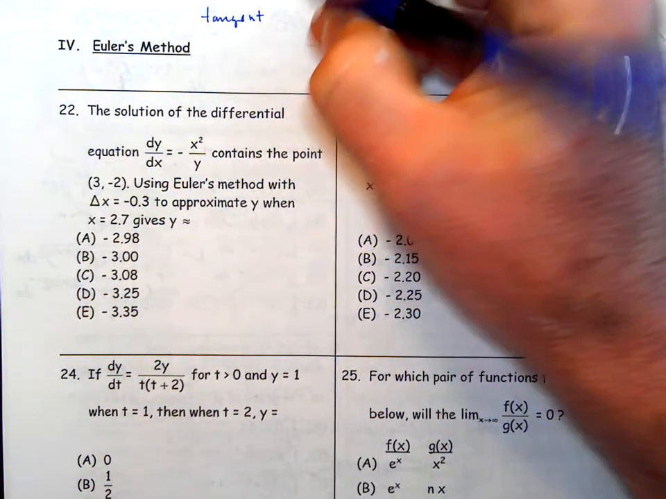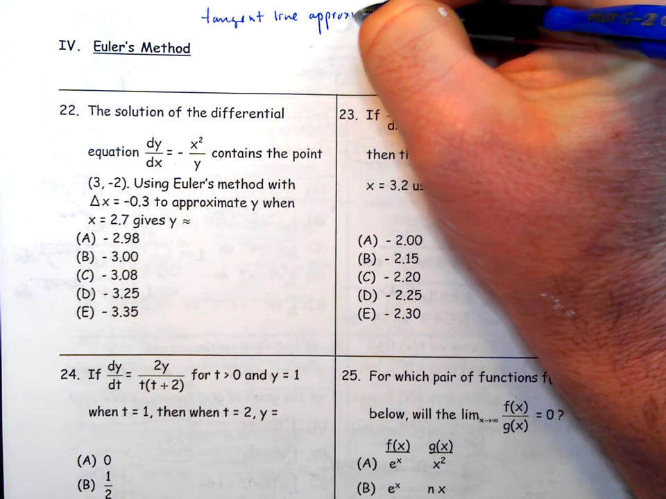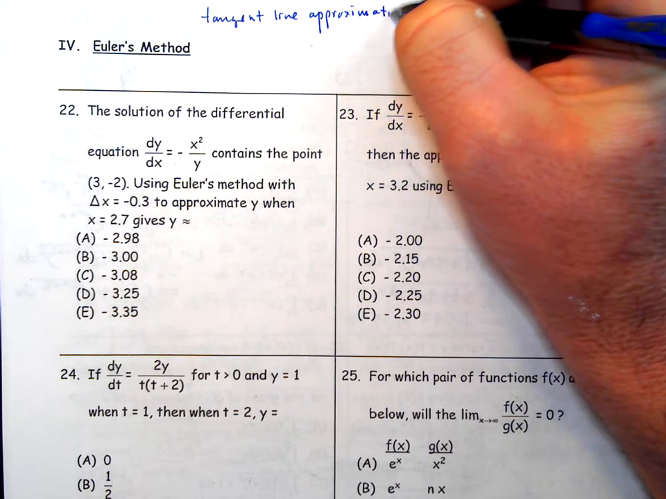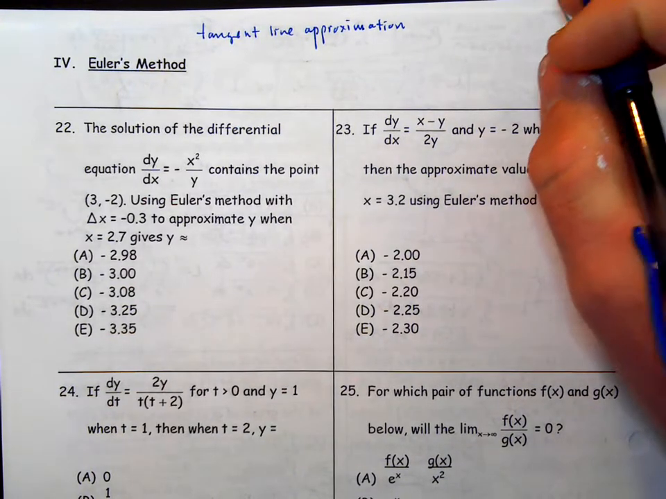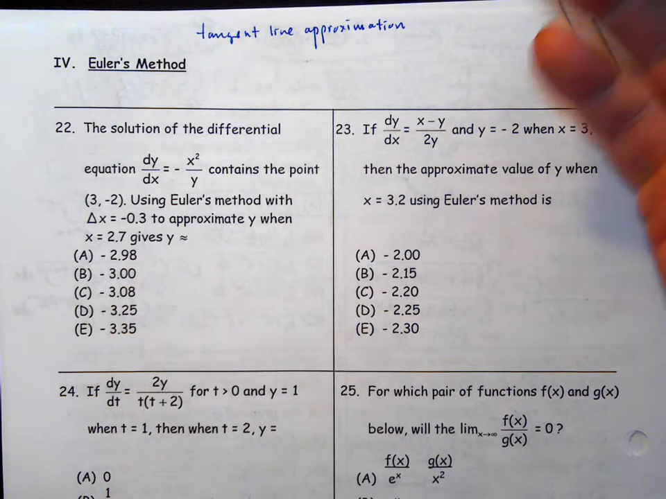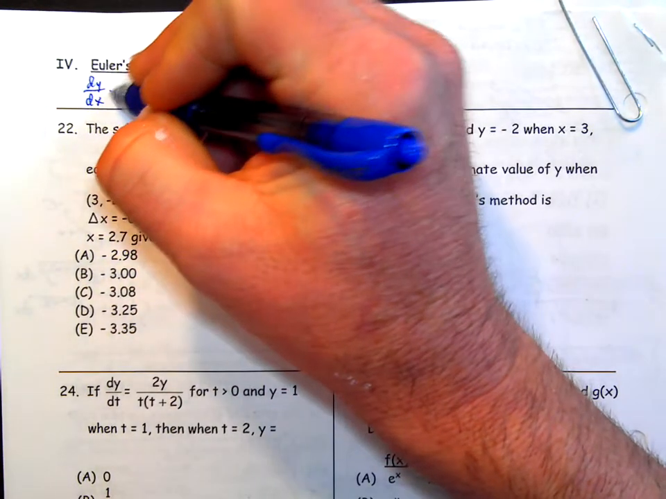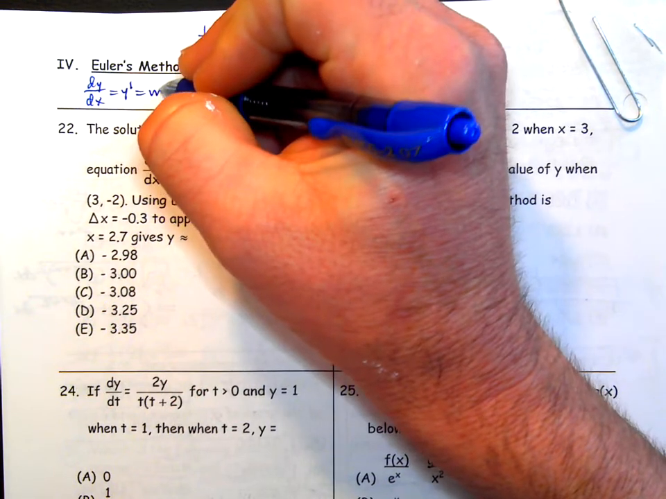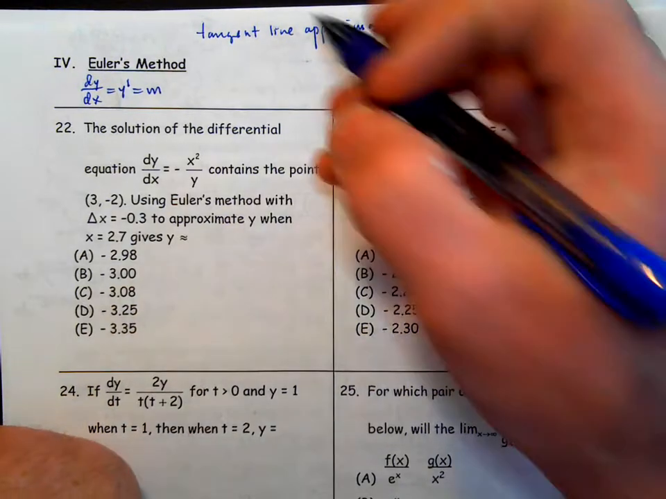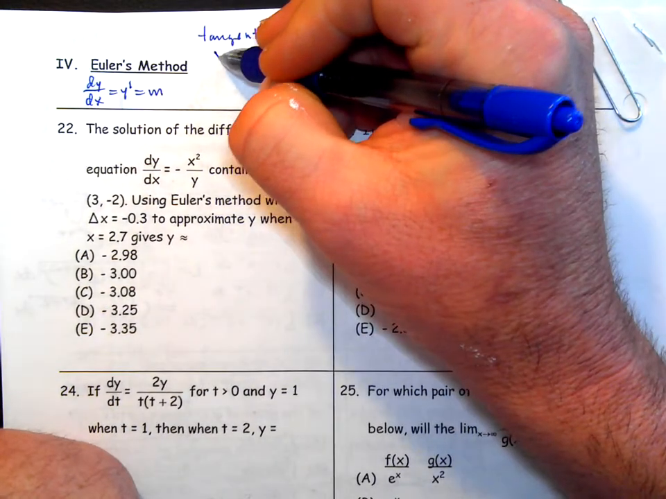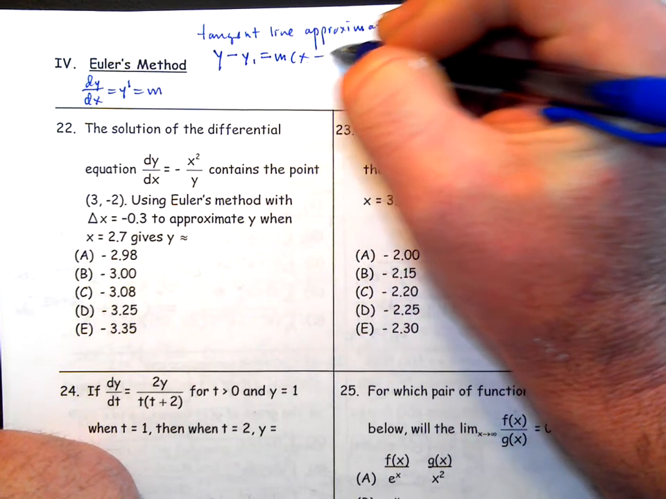I was painting. Tangent line approximation, sometimes they call it a local linear approximation. And so you got to use a tangent line. So you need two things. You need a point and a slope. The derivative dy/dx or y prime is going to be your slope. And then when we write the equation of a tangent line, we usually use point slope form: y minus y1 equals m times x minus x1.